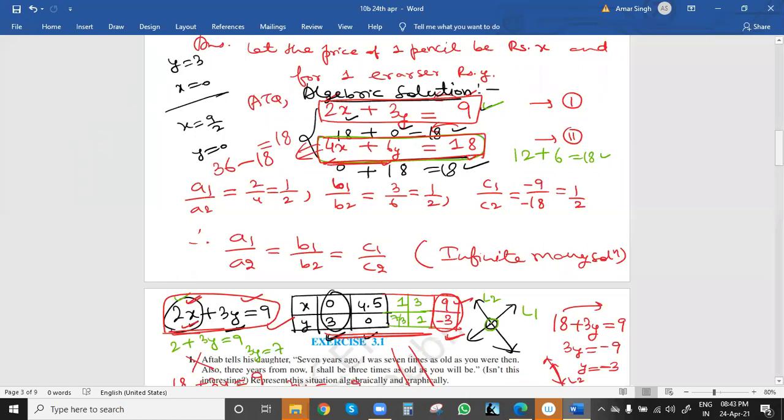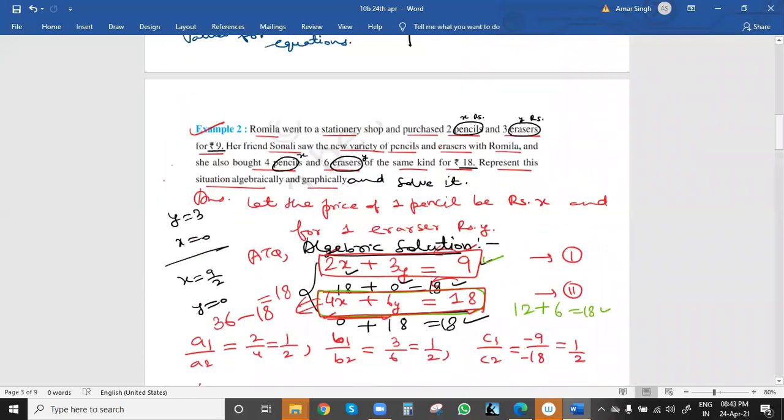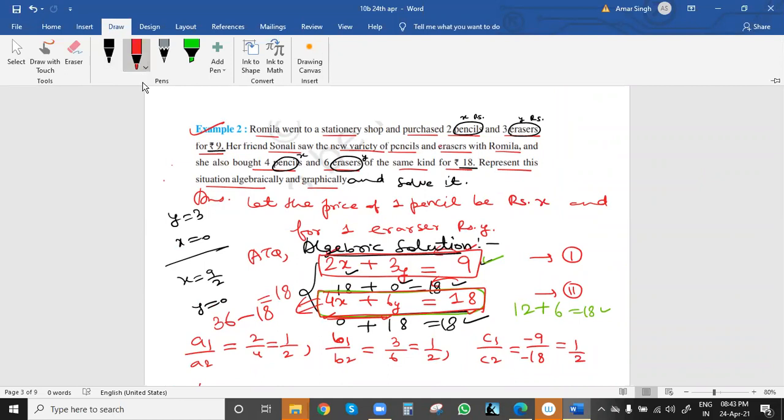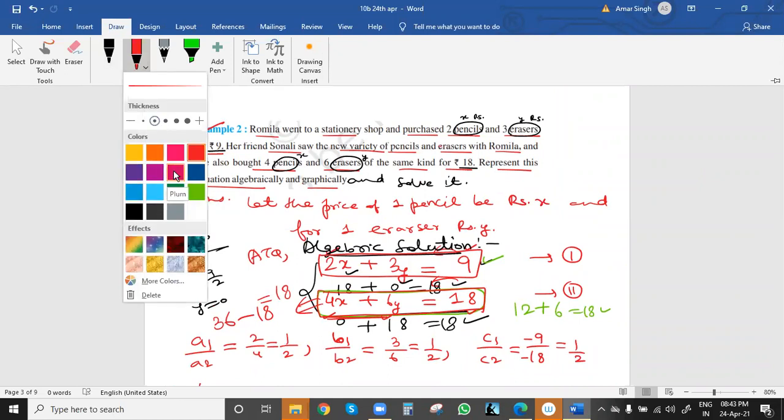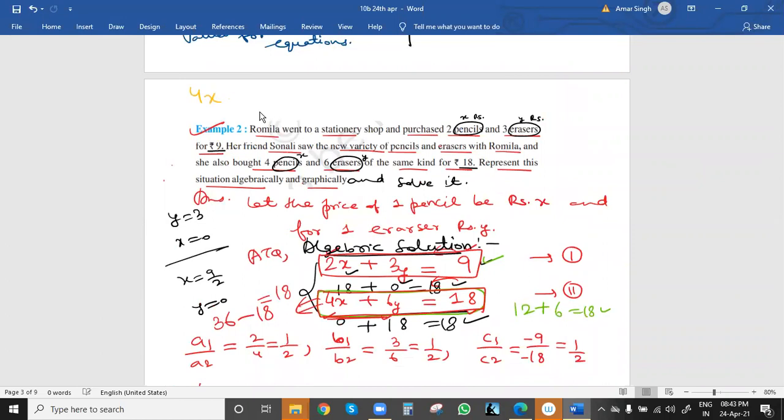Actually, one thing here: if you carefully notice the second equation, you will find that it is actually the same as the first equation. Now why is it the same? See, the second equation was 4x plus 6y equal to 80.